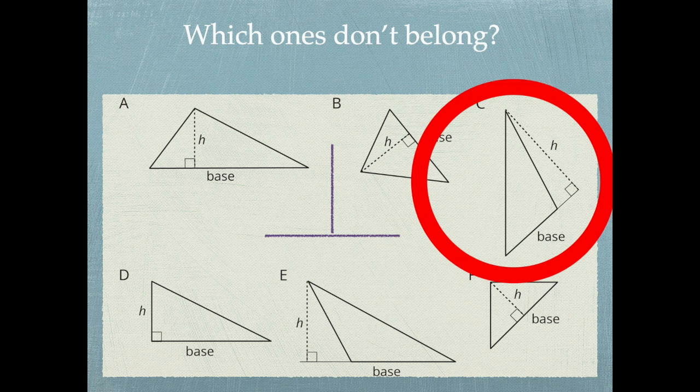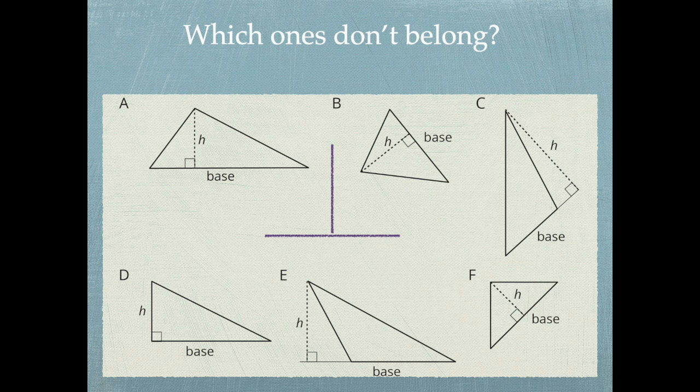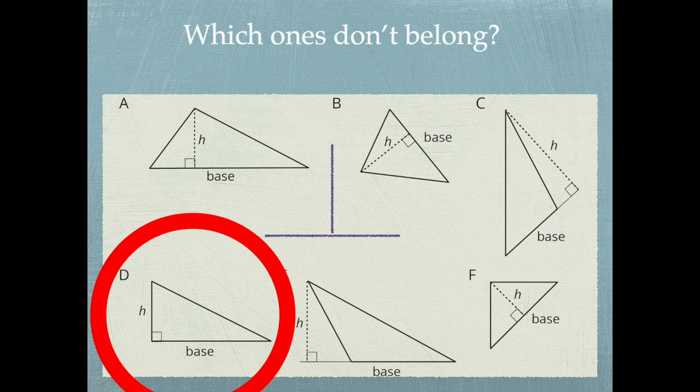Take a look at C. That height has to extend out away from the base, but that's still a correct base and height. Take a look at D. The base and the height in a right triangle is so easy because the base and the height are both edges. But in A, B, and C, the height's not an edge, but in D it is. So maybe D is the one that doesn't belong.